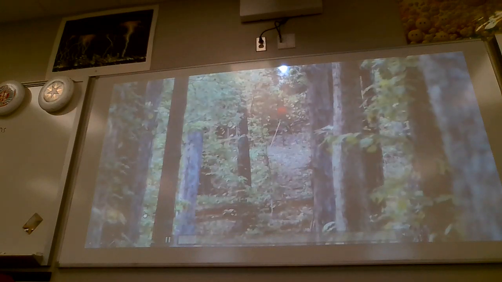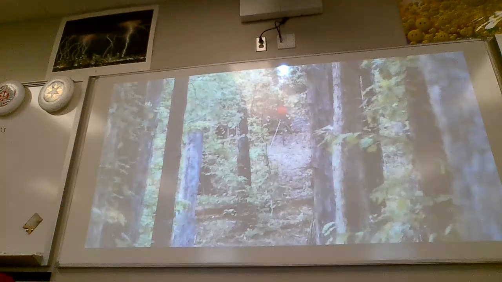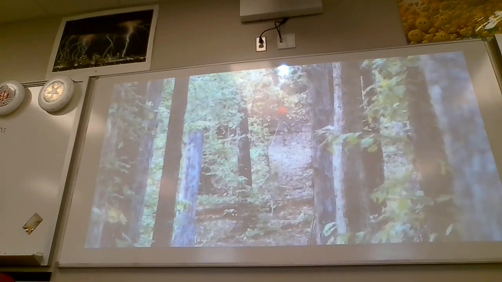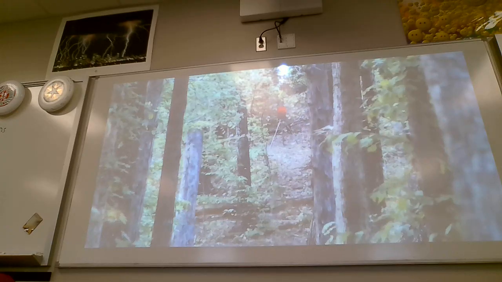Okay. This is a similar type thing. This is a long way away, but it doesn't look like it. But you can see the shock wave the bullet's producing.